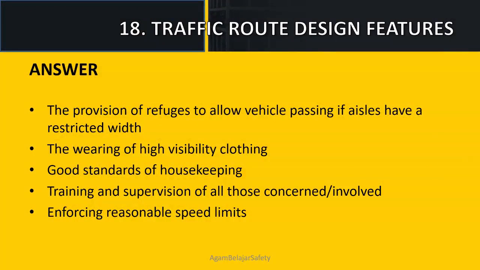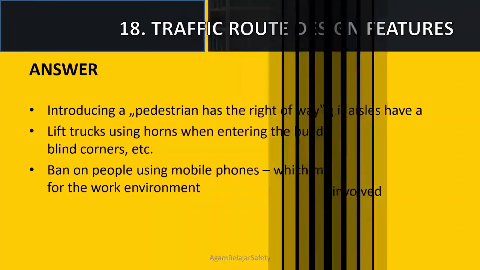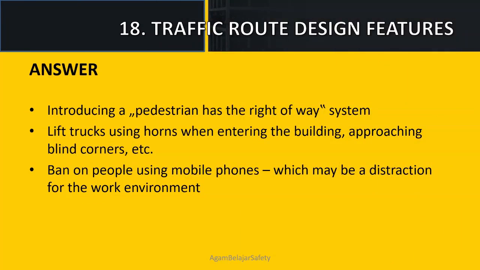The provision of refuges to allow vehicle passing if aisles have a restricted width. The wearing of high visibility clothing. Good standards of housekeeping. Training and supervision of all those involved. Enforcing reasonable speed limits. Introducing a pedestrian has the right-of-way system.